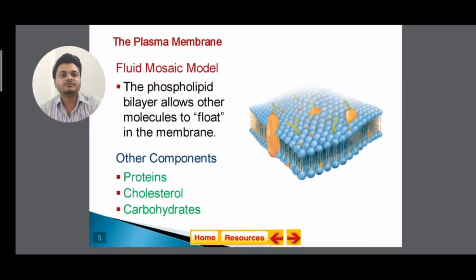So in the fluid mosaic model you see other components are also there like proteins, cholesterol and carbohydrate. As I have said, in the entire sea of lipids, proteins are present somewhere. There can be a glycoprotein also, there can be a glycolipid also. If a carbohydrate is attached to a lipid, this is called glycolipid. If it is attached to a protein, it is called glycoprotein.